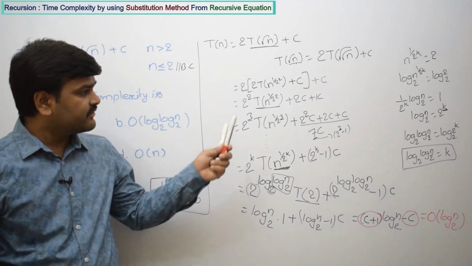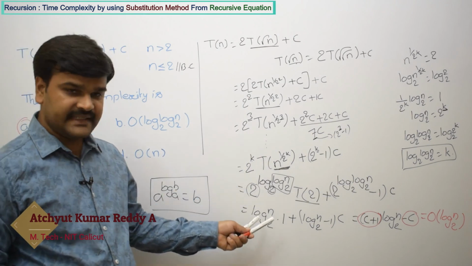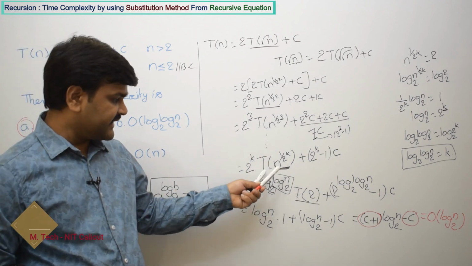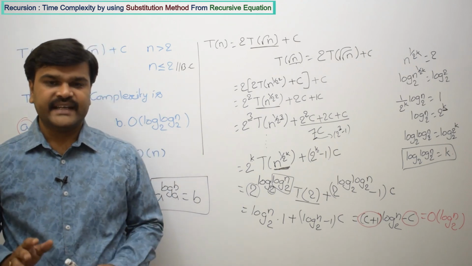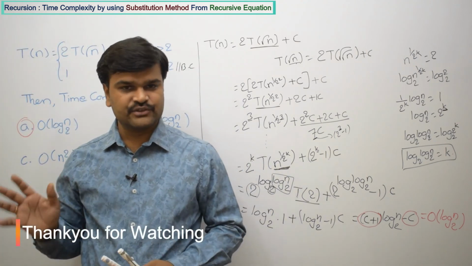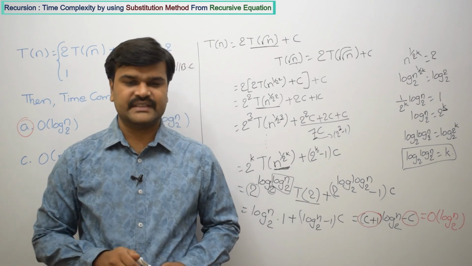So in this way we can find it out. The only thing is how to substitute back and understand when it reaches the base condition. If you understand that, then for finding the time complexity of recursive codes in the worst case, this method is going to help you a lot.